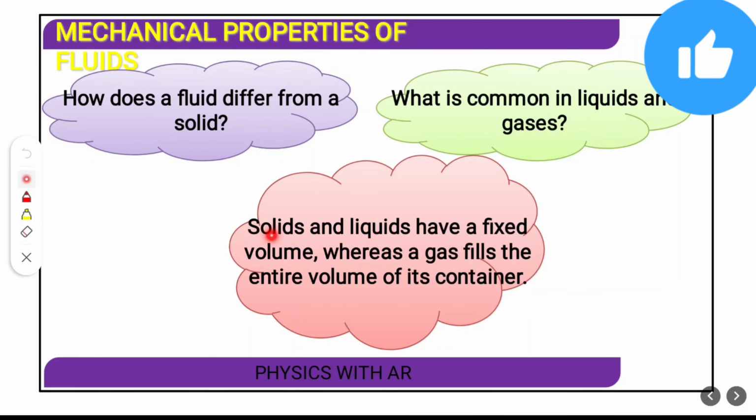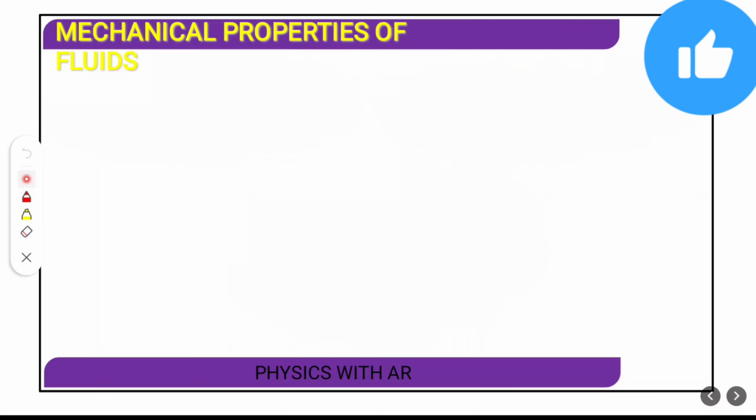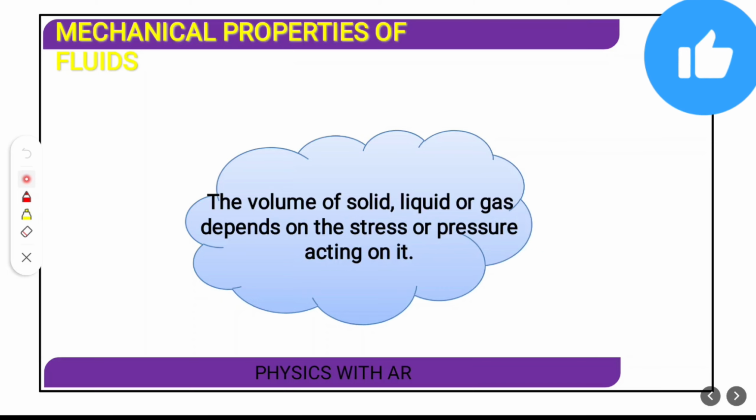Solids and liquids have a fixed volume, whereas a gas fills the entire volume of its container. The volume of a solid, liquid or gas depends on the stress or pressure acting on it. Stress, which we have discussed, is nothing but force per unit area. In the same way, we are going to discuss pressure in detail.